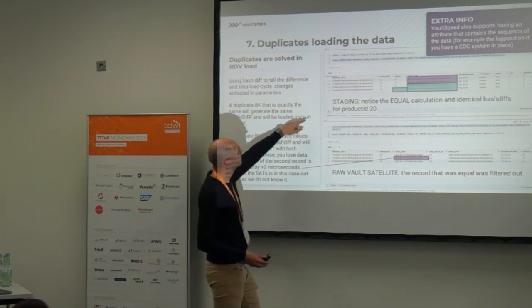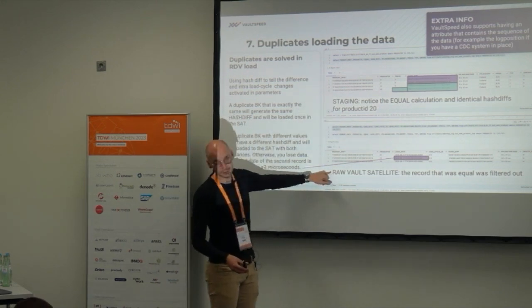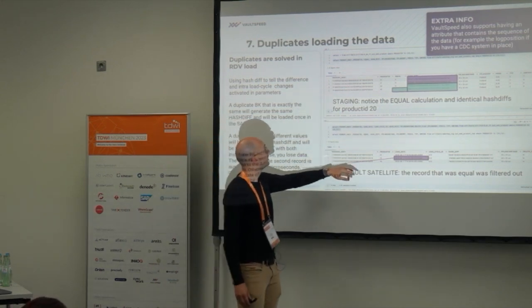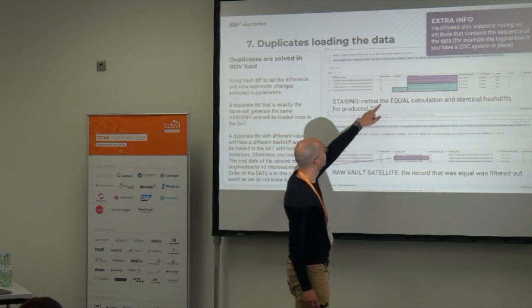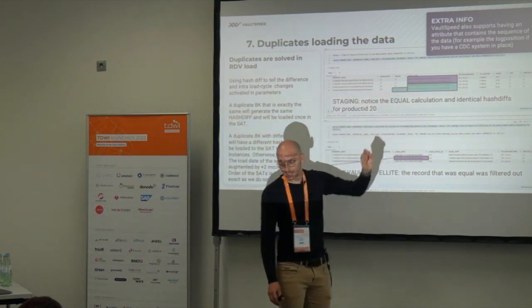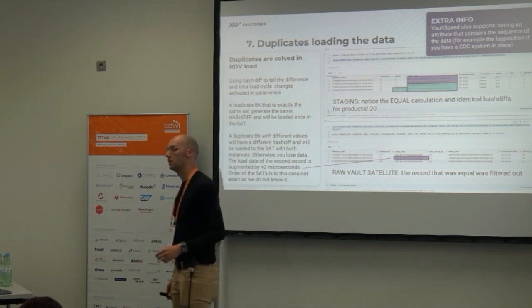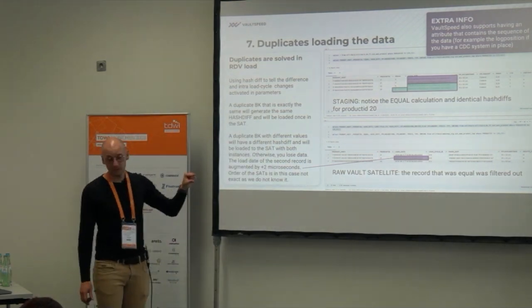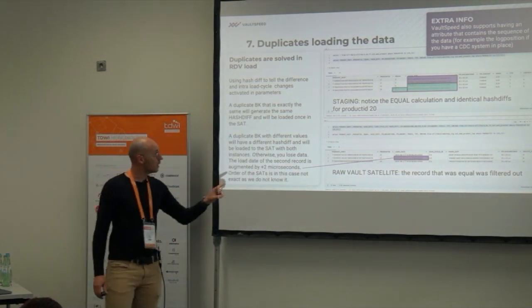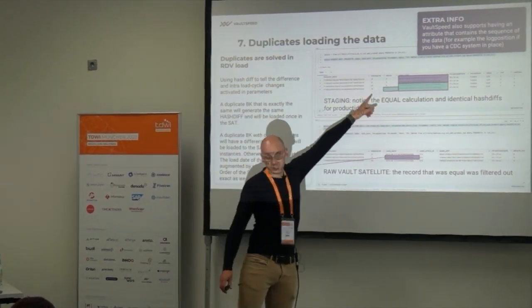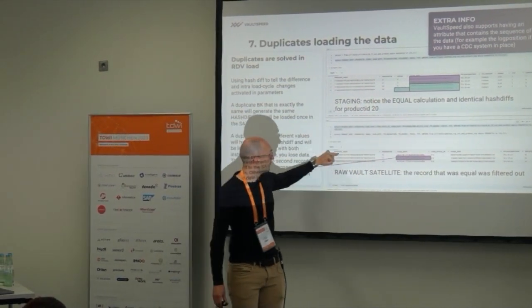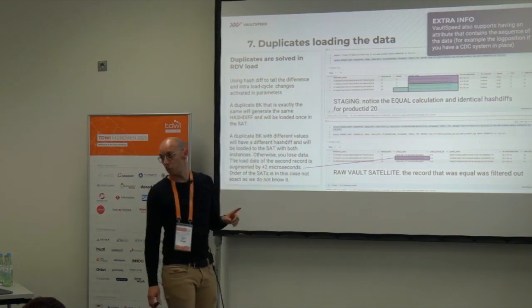this is a staging table, and this is the actual raw vault table. And as you can see, for product 20, it was actually a record that was exactly the same. So in that case, the hash diff will recognize that, and the is equal flag in the staging is set to yes, and we filter those out. So in the raw vault, you will have one instance of product 20.